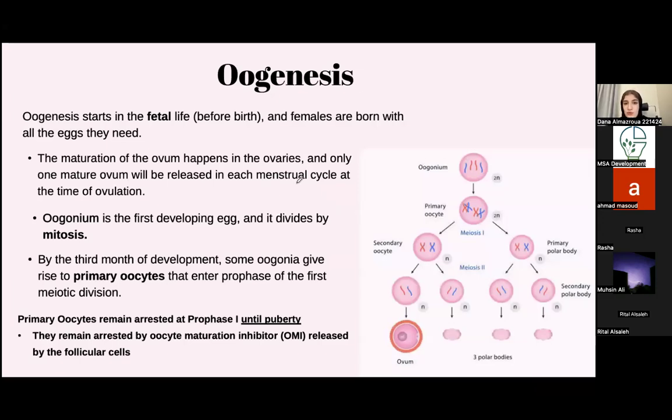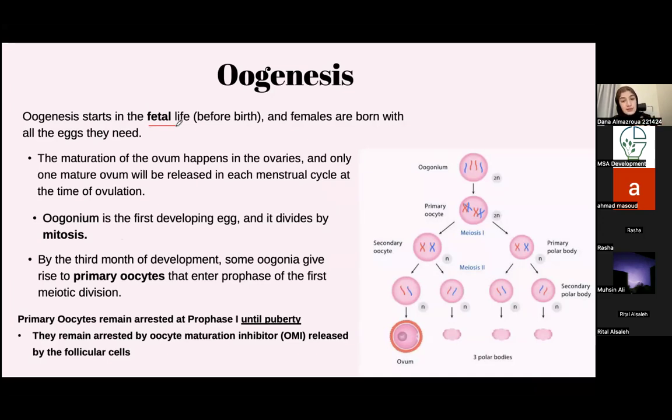Now we're going to move to oogenesis, or the formation of eggs. Unlike males, females start forming their eggs prior to being born. So all the eggs in the female's body are formed in fetal life. Fetal life is basically when a female is still in the uterus, still a fetus, before birth.